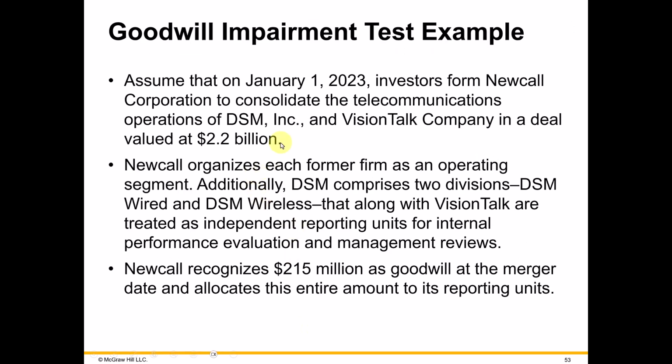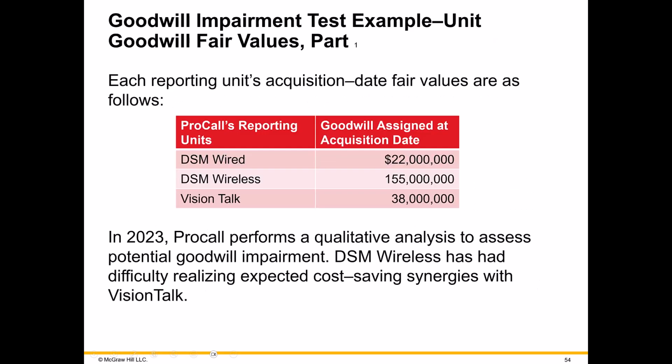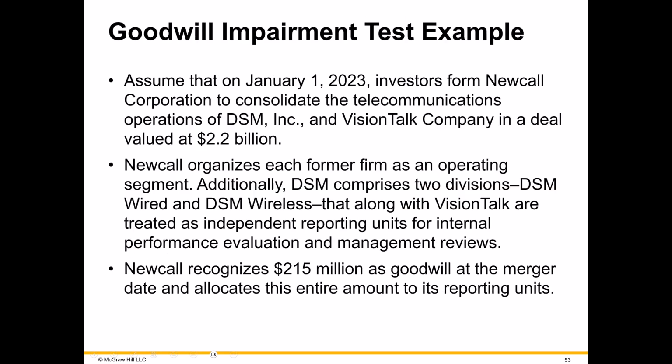So let's look at the example. This is, I believe, in our textbook. At the beginning of the year, this is when we're going to form the consolidated group. We have a holding company called New Call. I think on the next slides, for whatever reason, they changed the name to, let me go to the next page, they call it Procall. That's the same company. They just got it mixed up here.